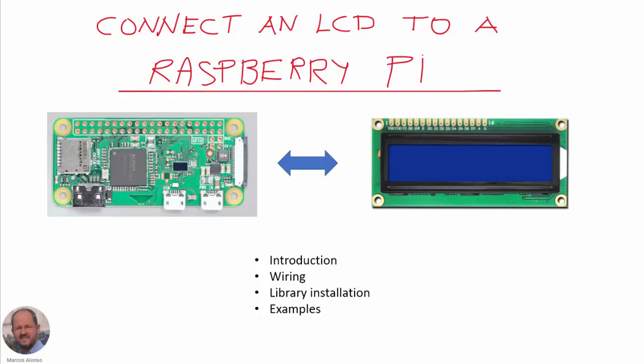This time we are going to see how to connect a liquid crystal display to a Raspberry Pi. So in this video we will see first an introduction, then we will see the wiring, all the connections that we need to do between the Raspberry Pi and the LCD. Then we will see how to install the libraries that we need to use the LCD from the Raspberry Pi. And finally we will show a couple of examples to illustrate the use of the LCD.